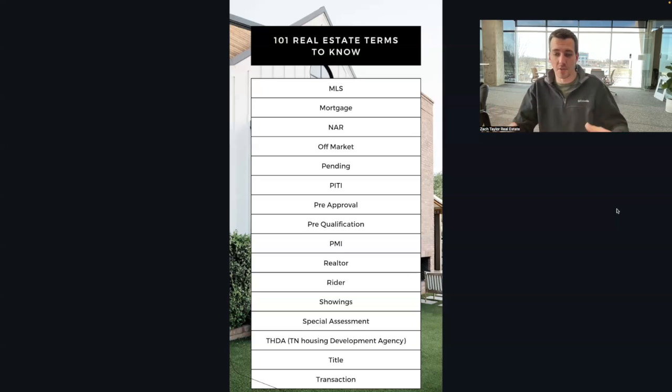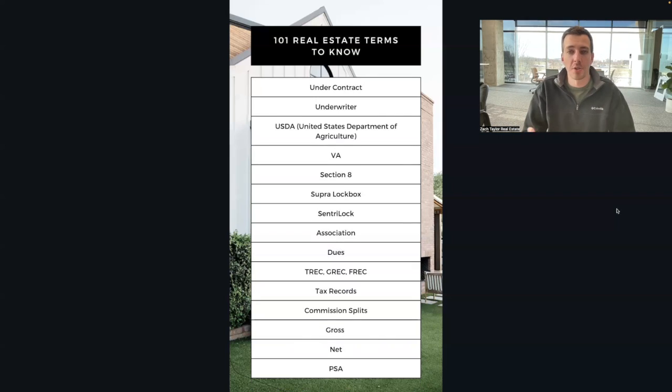So that's transactions. Under contract, again, same thing as pending. The seller has agreed to an offer and signed off with a buyer, and they're moving forward towards a closing date. Underwriter. This is somebody that works with that mortgage lender, that banker. The lender sends all the buyer's information to the underwriter. It's basically like a second set of eyes. They're higher up. They make sure that everything they've been told, everything they've seen is officially a fact, and they can issue the loan to the buyer.